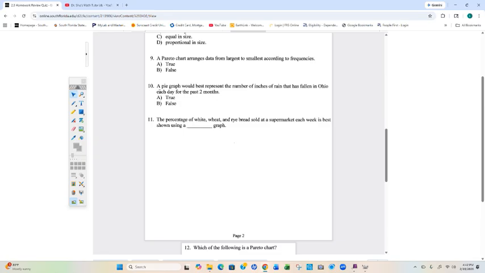All right, number 10, a pie graph would best represent the number of inches of rain that has fallen in Ohio each day for the past 2 months. A is true, B is false. Pause and think about it. Number 10, the answer is false. This one has a time element in it. You should use a time series graph. If we are talking about the inches of rain, it's probably reported in percents, and we would use a pie graph.